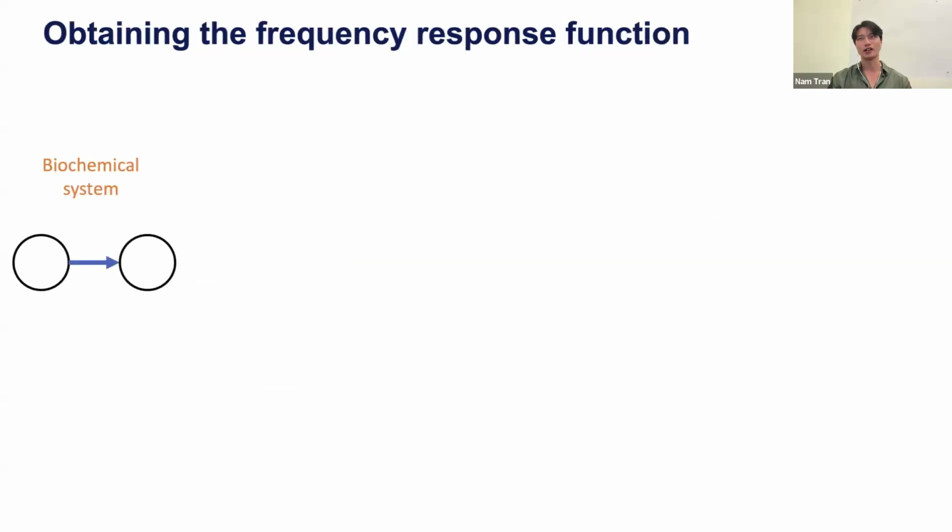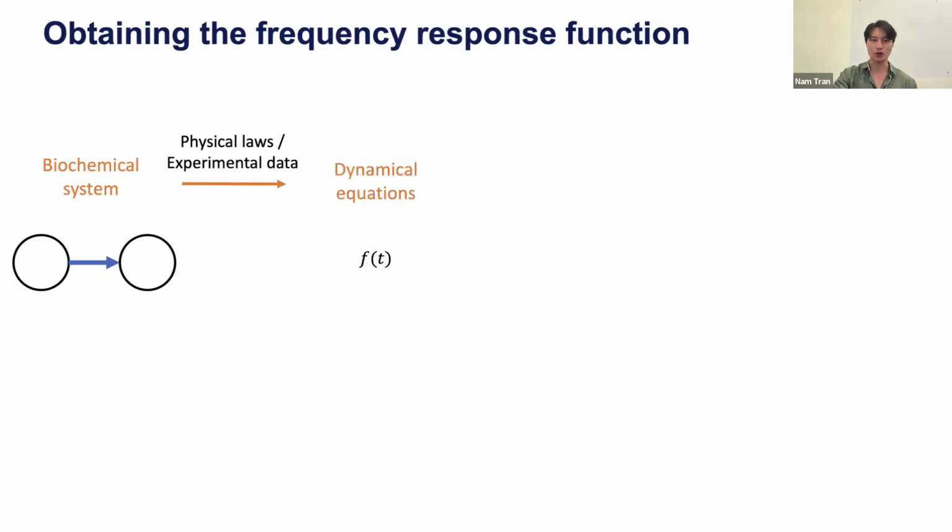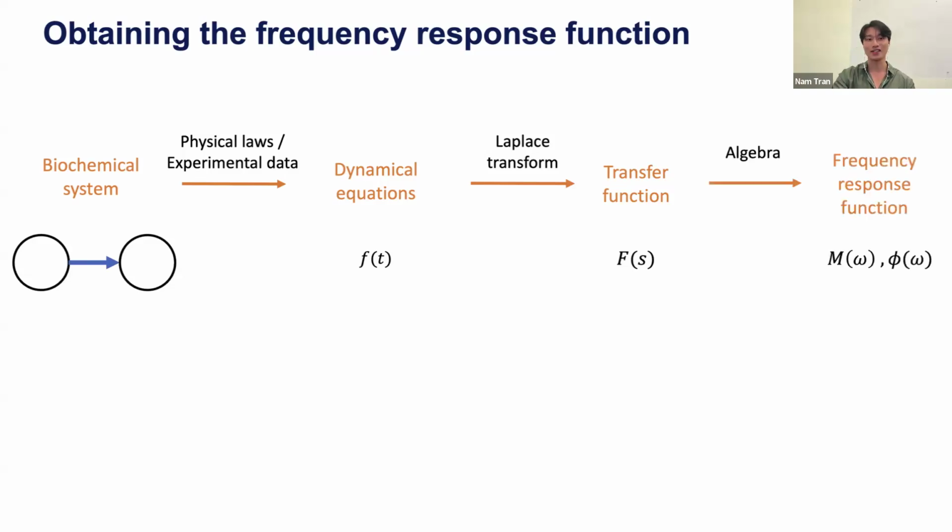The flowchart of how you do this is as follows. You start off with the system, and then from your laws or experimental data, you have the dynamical equations, how it evolves in time. From this, you do a Laplace transform. This helps you carry the information from the time domain into the frequency picture. Then you do some really neat algebra to pull out two functions called M and phi, and these are your frequency response functions.